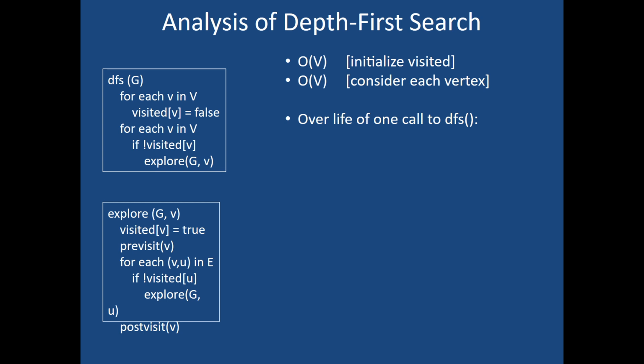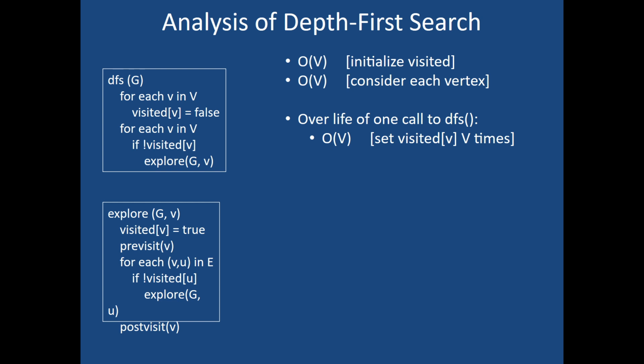Is it because at the end of it, everything is set to visited, and when visited is set to true, it's in Explore? Okay, so we said at the end, everything is set to visited, and the only place that can happen is in a call to Explore. That's one way to look at it. Another is to say that Explore is called once per vertex, right? You don't call it unless it hasn't been visited. So it's called once per vertex, and there are V vertices. So over the cost of one call to DFS, we end up with V calls to Explore.